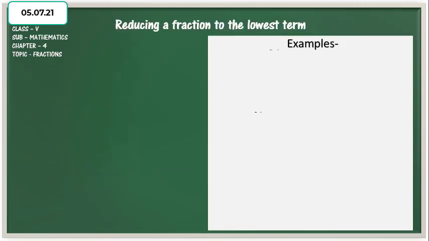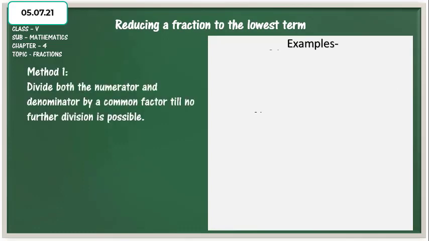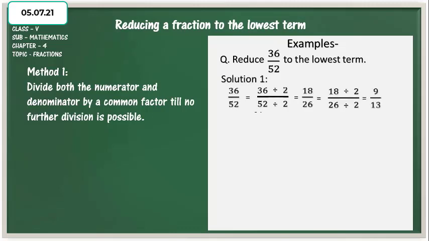Reducing a fraction to the lowest term. For this, again we have two methods. First method, by division. Divide both the numerator and denominator by a common factor till no further division is possible. For example, reduce 36 by 52 to the lowest term. So, let's find a common factor. 2 can be a common factor for both of these numbers because they are even.